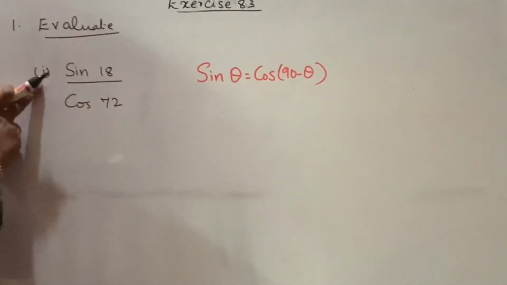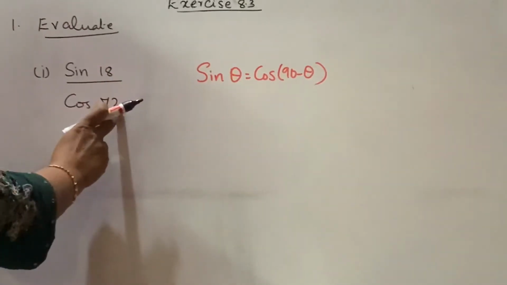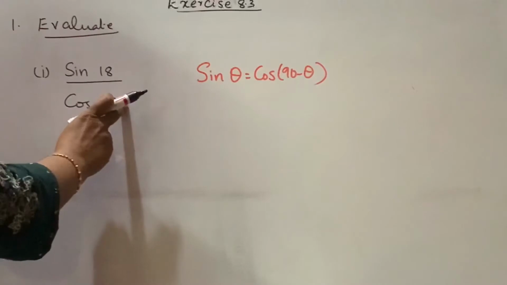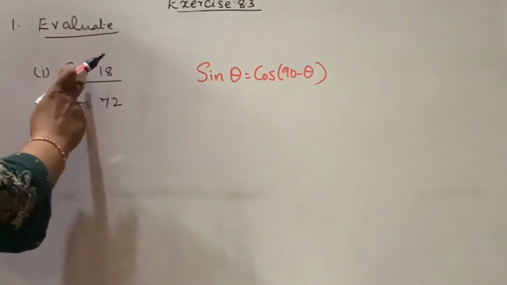Question number 1. First part of the question, sine 18 by cos 72. Look, the angles 18 and 72 are complementary angles. When you add these two angles, you will get 90 degree. So you should use that concept of complementary angles here. So I am going to change any one of that.